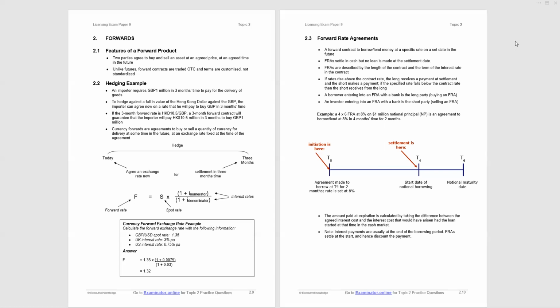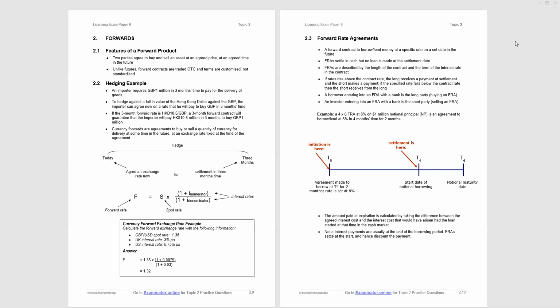Now we're going to look at another type of forward, and that is forward rate agreements, FRAs. Now, FRAs are ways of locking into an interest rate, whether you are borrowing or you are investing, because you're unsure how interest rates are going to go in the future. So you use a forward rate agreement to lock into a rate. The forward rate agreement sits on its own. It is separate from any borrowing or any investing you are doing.